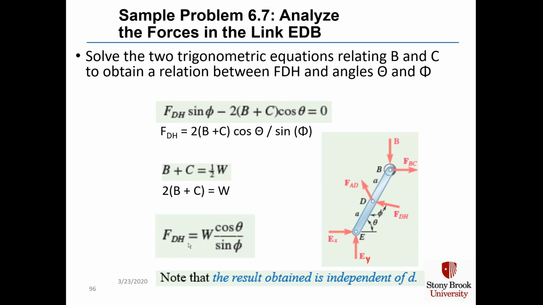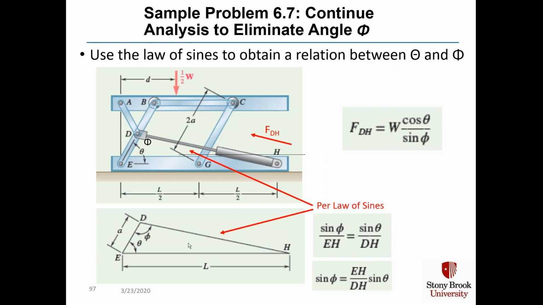Now the first thing we realize is this result is independent of distance d, so that's good. We know that theta is 60 degrees, that's good, but we don't know what phi is. We have to figure that part out, so we're going to keep going. Well, the first thing we can do is use the law of sines to obtain a relationship between theta and phi.